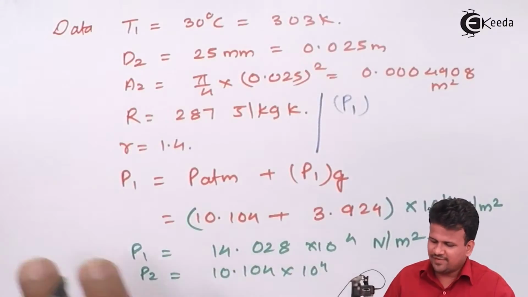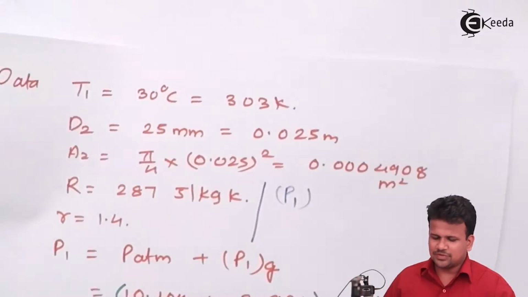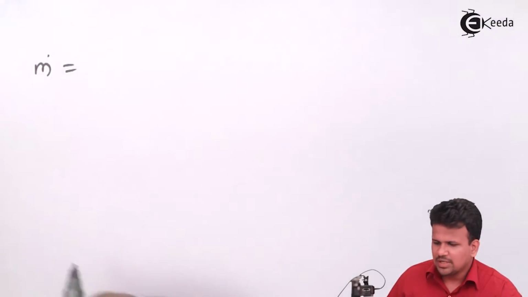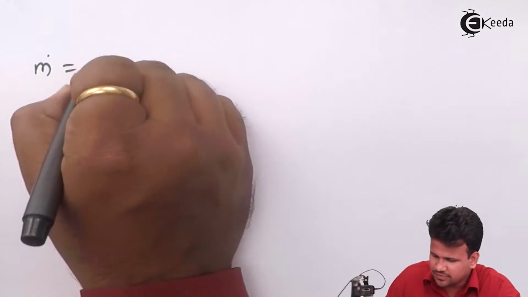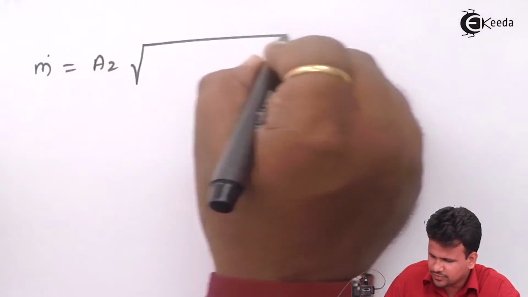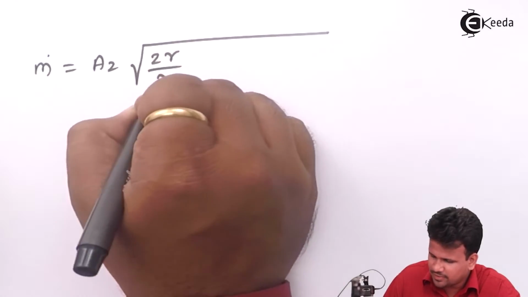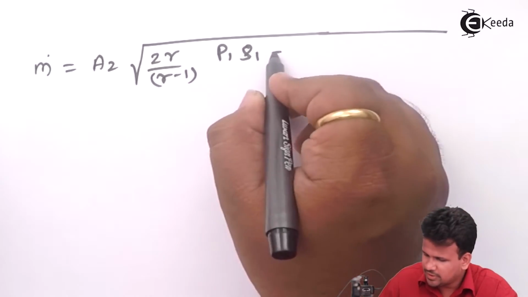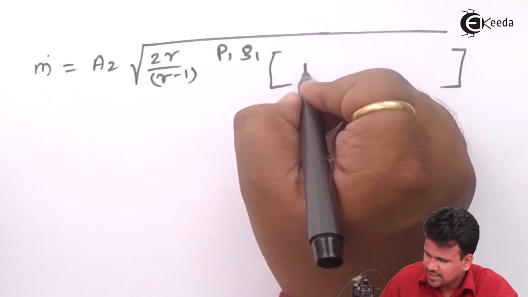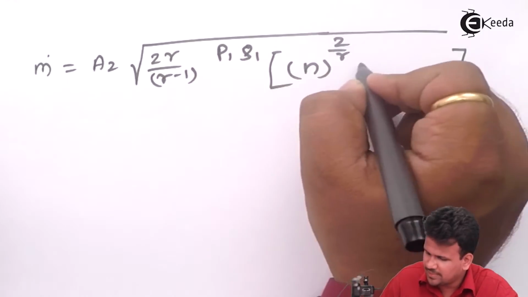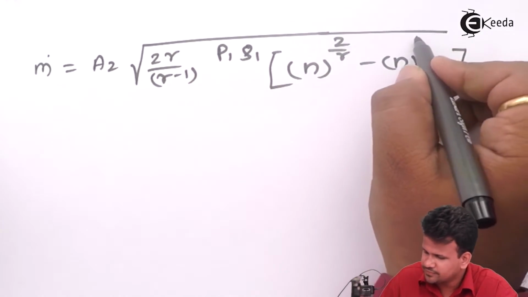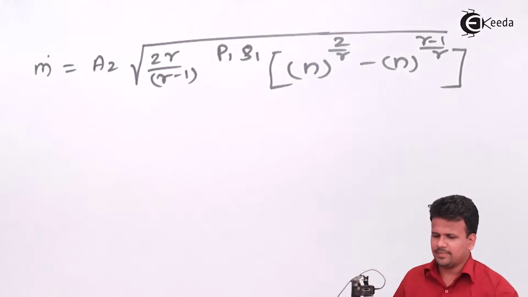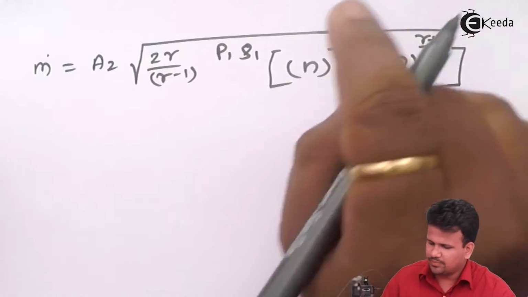Now, once we have seen all this data, we need to calculate mass flow rate. Now let us write down the formula for mass flow rate. So the formula for mass flow rate is equal to A2 into square root of 2 gamma upon gamma minus 1 P1 rho 1 into a bracket. This is n raised to 2 upon gamma minus n raised to gamma minus 1 upon gamma. Gamma plus 1 upon gamma.